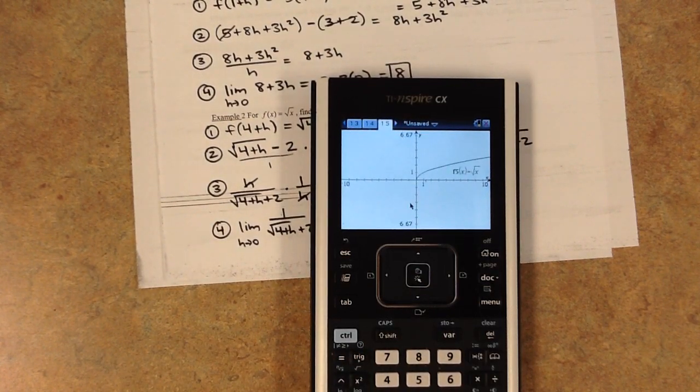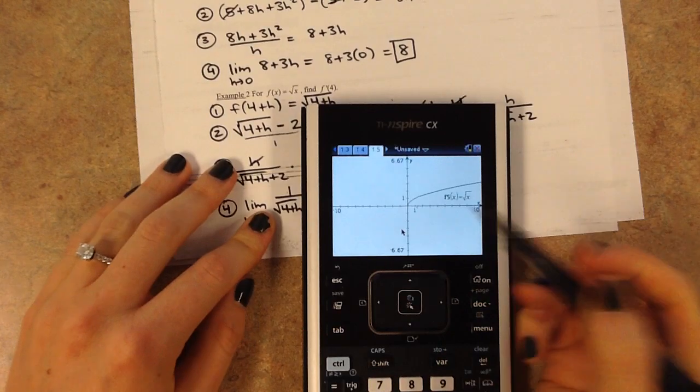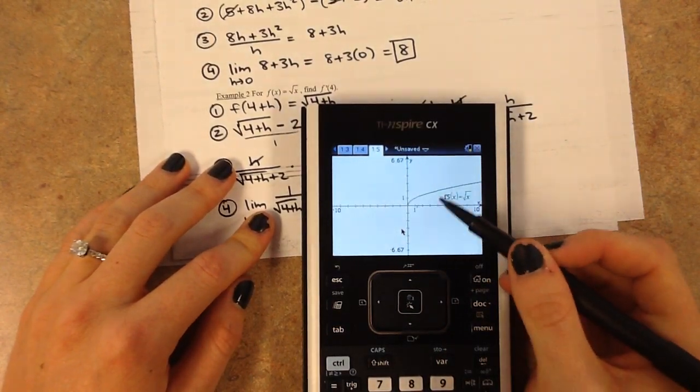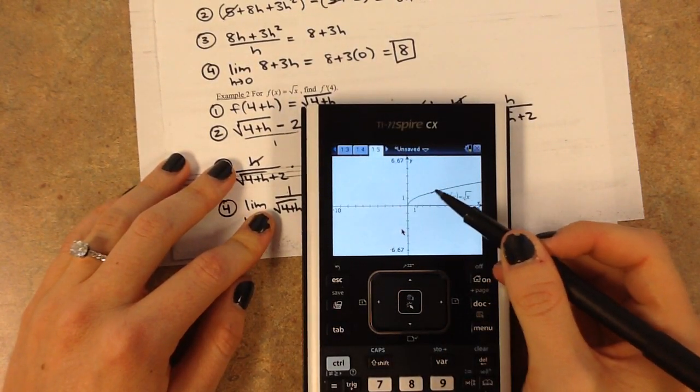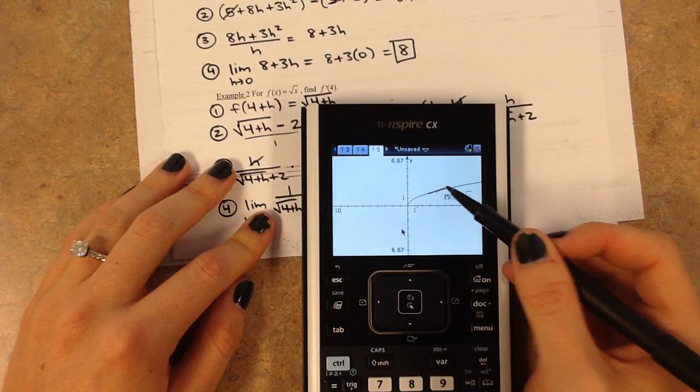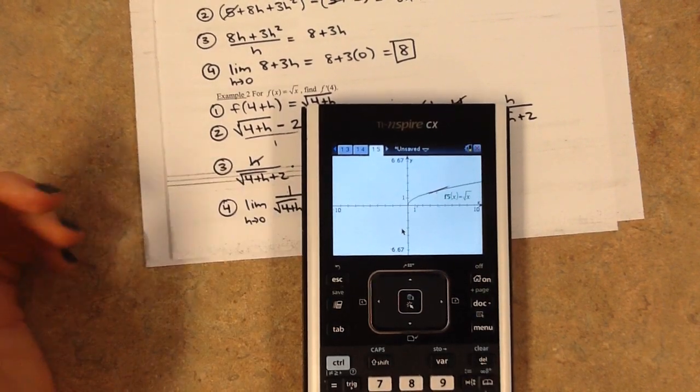So for x equals 4, if we move out, here's 1, 2, 3, 4, right about there, you can see my slope is definitely positive, but it's not very steep at all. That seems like it could be a slope of about 1/4.